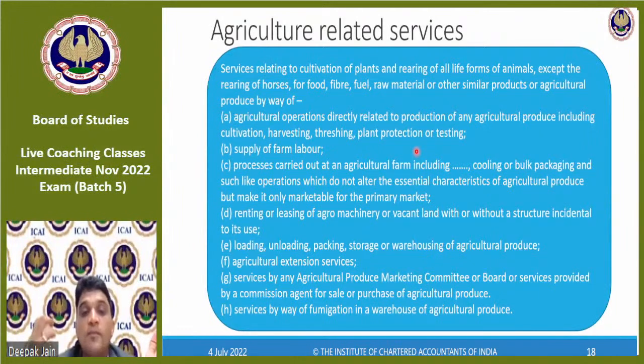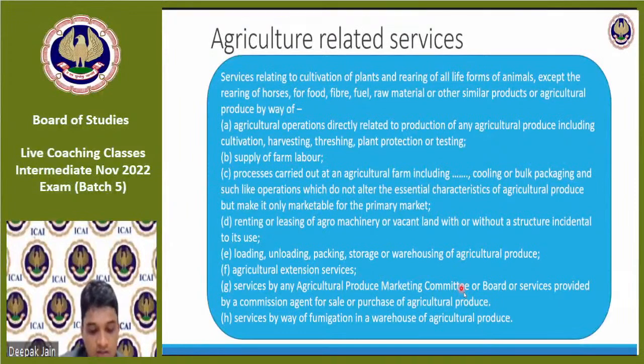सप्लाई ऑफ फार्म लेबर, अगर मैं आदमी हूं जो लेबर प्रोवाइड करता हूं एग्रीकल्चर प्रोड्यूस को बढ़ाने के लिए, कि उनके पास आदमी लोग नहीं मिलते हैं, तो मैं सिर्फ लेबर सर्विस सप्लाई करता हूं फॉर एग्रीकल्चर प्रोड्यूस वाली, तब भी एग्जेम्प्टेड होगा. ठीक है, देन ऑल्सो इट इज एग्जेम्प्टेड.